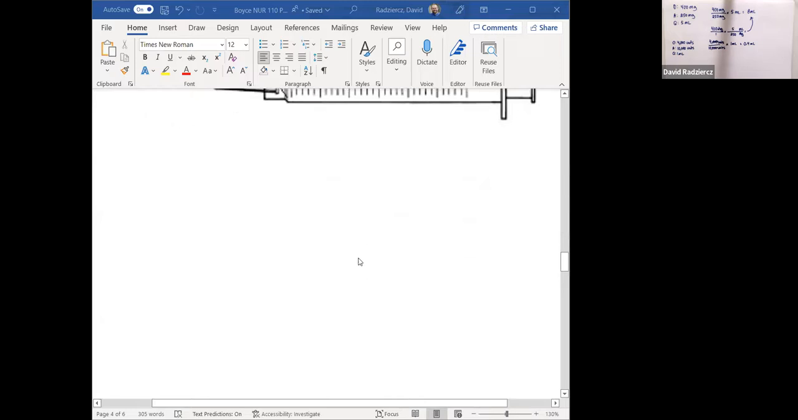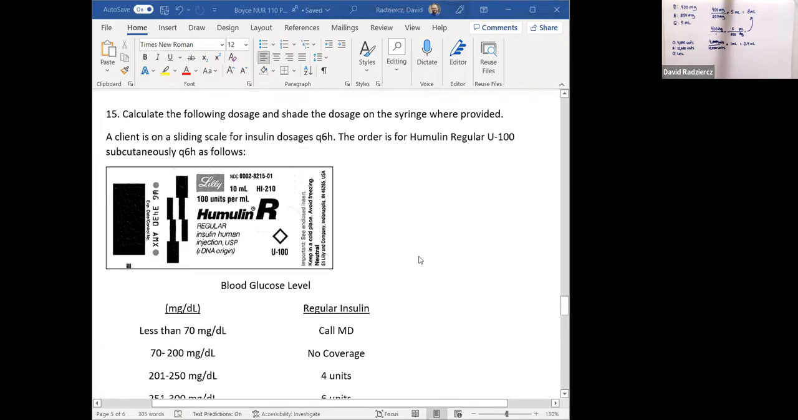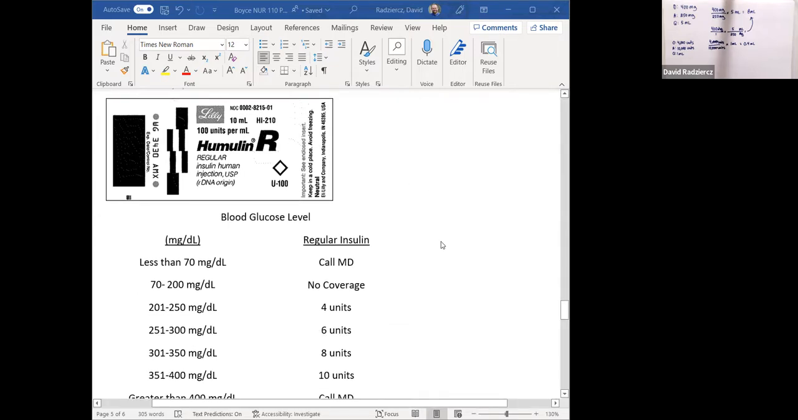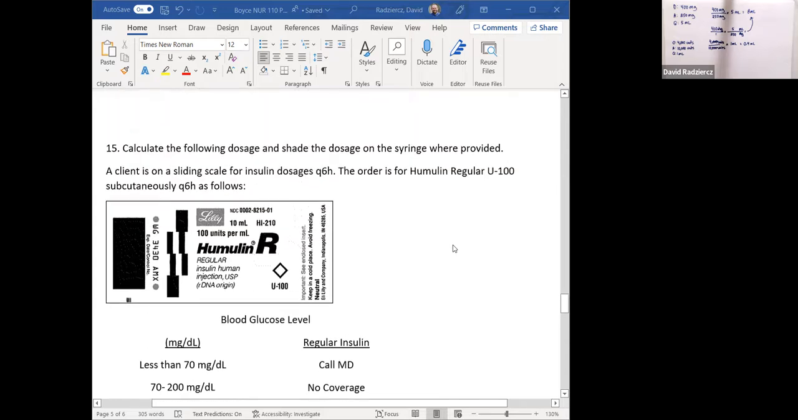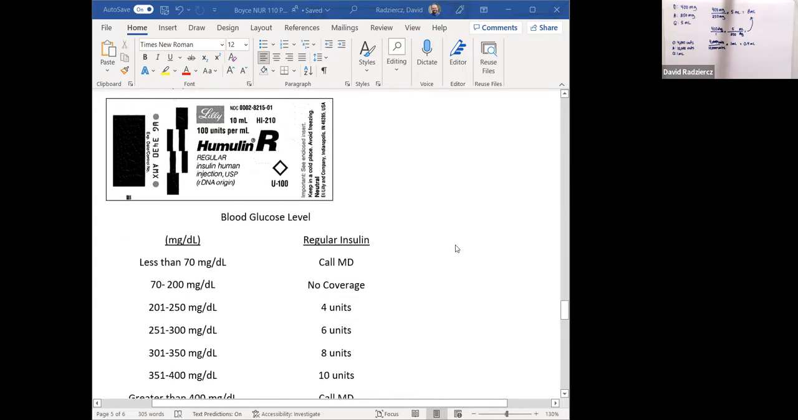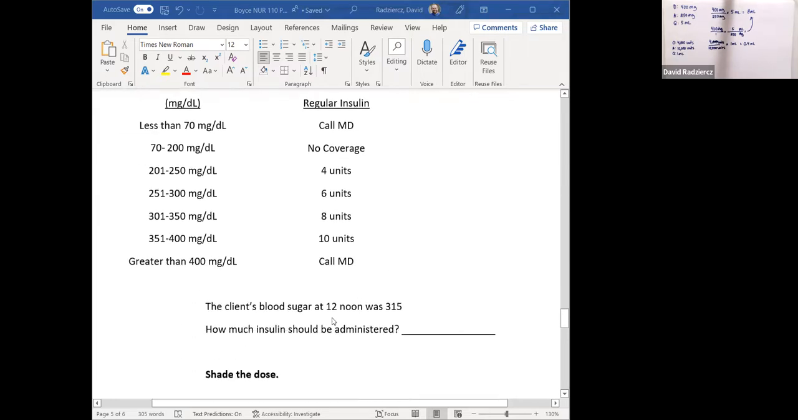All right. So the next thing, and again, this falls into the whole procedural area. It's not so much a matter of math necessarily at this point. It's just, can you follow directions? Can you read what's called a sliding scale? Sliding scale is done within a hospital setting, and basically you're taking the patient's blood sugar at certain times of the day and then determining how much insulin they would require. So it says the client's blood sugar at noon was 315. How much insulin should be administered?